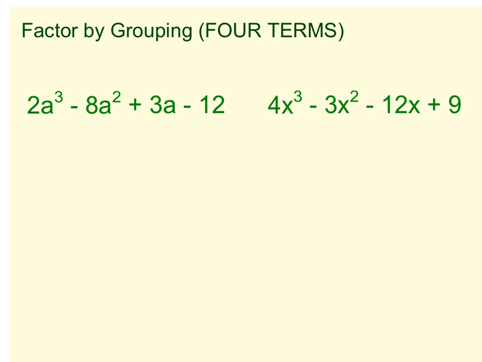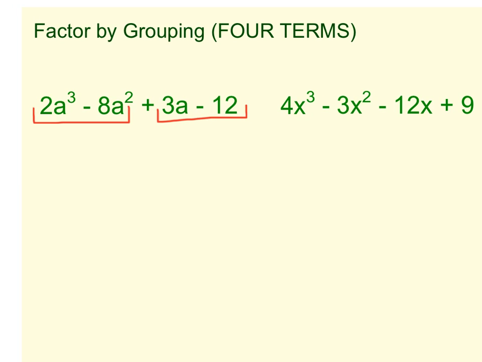Alright, so that takes us right into factor by grouping. If you have to factor 4 terms, what we're going to do is make this a little bit easier for ourselves and group the first 2 together and group the second 2 together. And then you're going to do your factoring with your GCF.